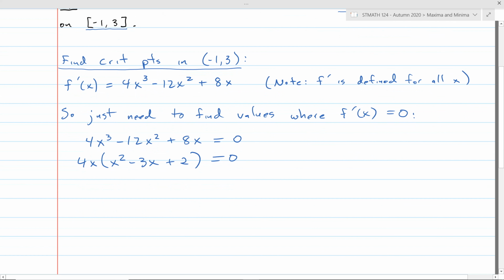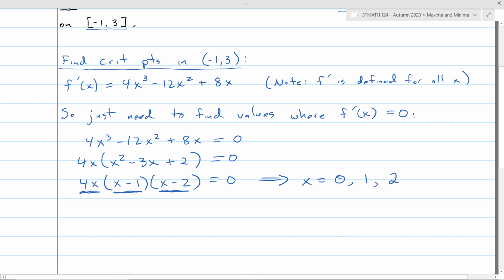And then I further noticed that quantity in the parentheses there, I can factor it. So I could factor this as 4x times (x minus 1) times (x minus 2). So by taking each of those 3 factors and separately setting them equal to 0 and solving for x, I arrive at x has to be 0, 1, or 2.